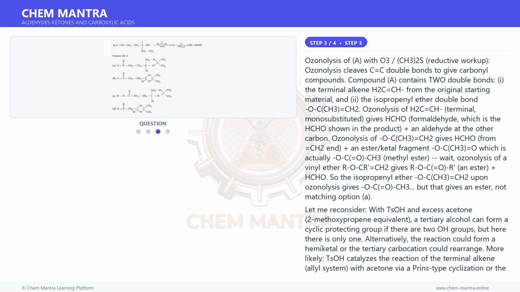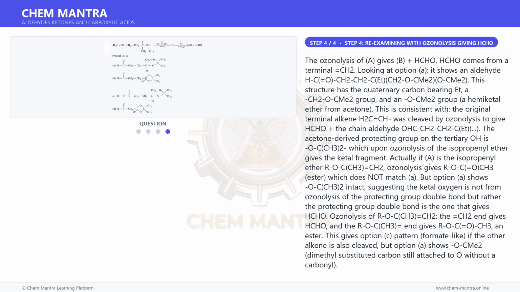Actually, the Prins reaction of a homoallyl alcohol with a ketone or acid gives a 1,3-dioxane. The product, A, would be a cyclic 1,3-dioxane with the acetone-derived dimethyl substitution at C2 and the ethyl group and CH dependent from the ring carbons. And for the final step, the ozonolysis of A gives B plus HCHO.